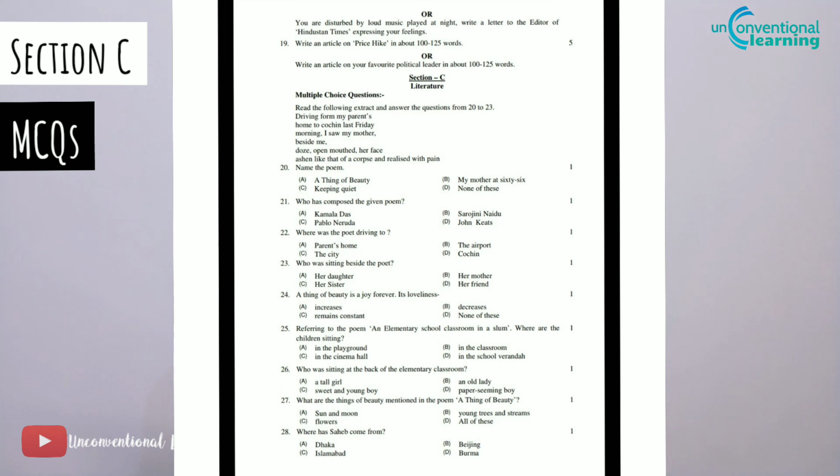So these are the basic questions that you have to remember. Name of the author. Okay, you need to be concerned about that. Where was the poet driving to? So where was the poet driving to? And so on. Then the questions are discussed.